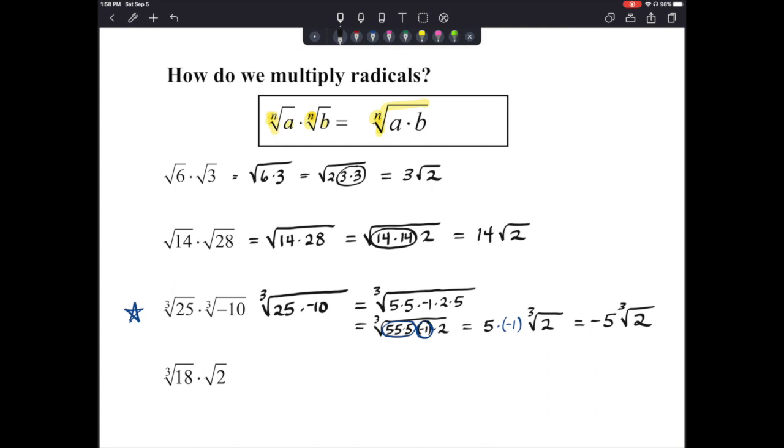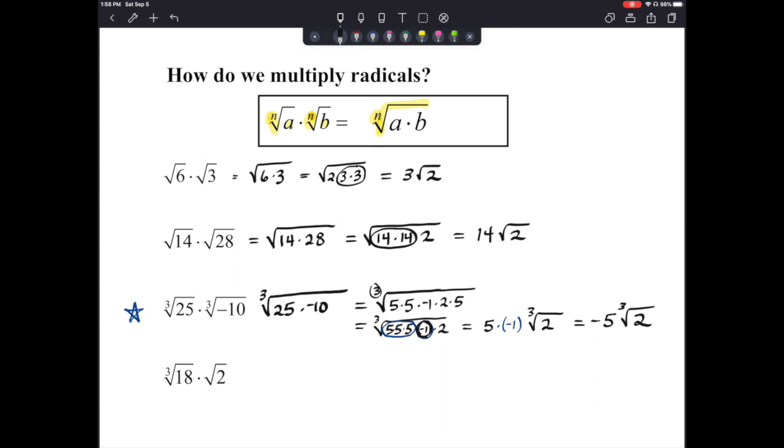So with negatives, we're just going to keep that one negative factor. We'll pull it out because it's always going to be a perfect cube. Anytime it's an odd root, that negative will come out. When it's even, we know that we can't have it in there, and that's when we have to start dealing with i's. We're not doing those today, though.